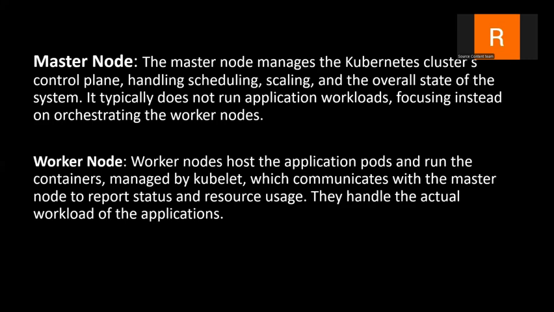So the second part of our nodes: what is a master node? The master node manages the Kubernetes cluster's control plane. Actually, the master node has a name called control plane, and a worker node has a name called minions. So just remember these things. These are some technical terms about Kubernetes. The master node manages the Kubernetes cluster control plane, handling scheduling, scaling, and the overall state of the system.